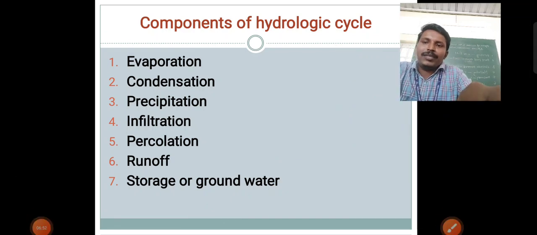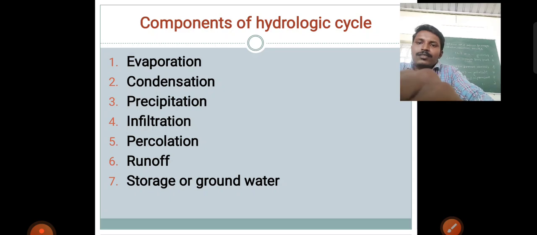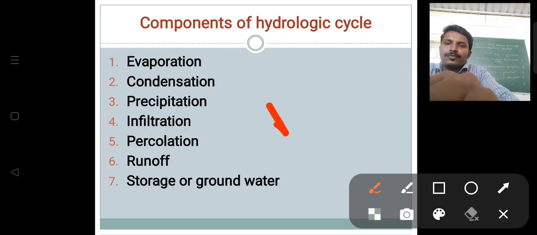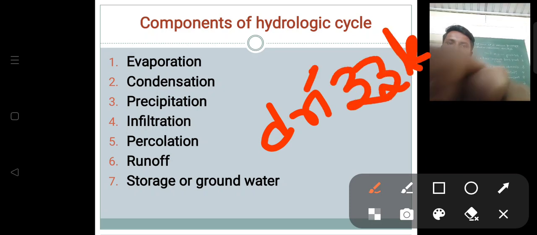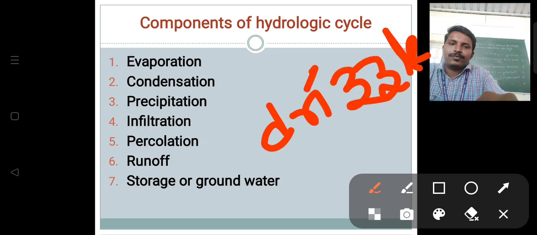If the diameter is less than 0.5 mm and the intensity is less than 1 mm per hour, it is called drizzle. Drizzle mainly occurs in winter seasons. Intensity is less than 1 mm per hour and diameter is less than 0.5 mm. It is called drizzle fall.